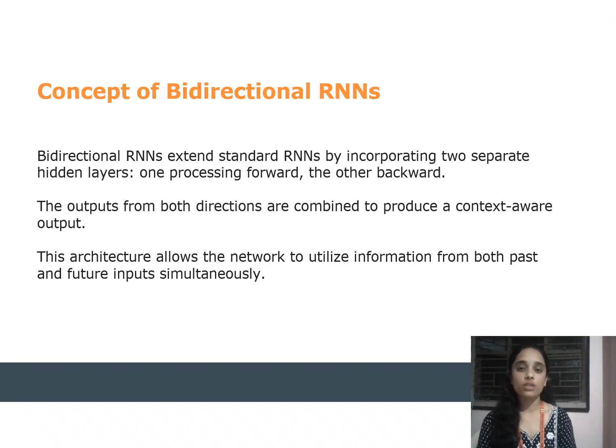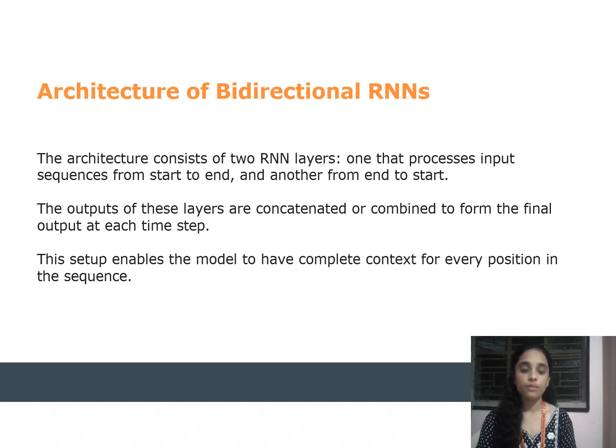Concept of bidirectional RNNs. Bidirectional RNNs extend standard RNNs by incorporating two separate hidden layers, one processing forward and another processing backward. The outputs from both directions are combined to produce a context-aware output. This architecture allows the network to utilize information from both past and future inputs simultaneously.